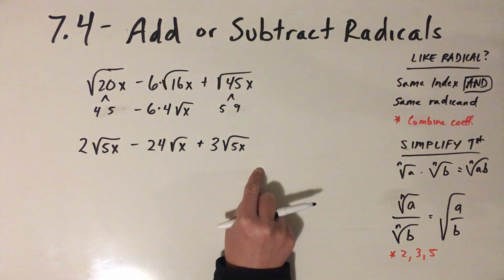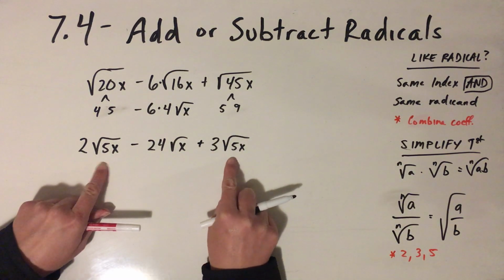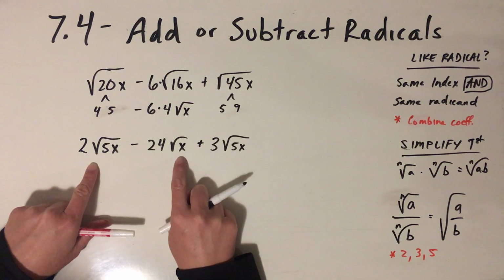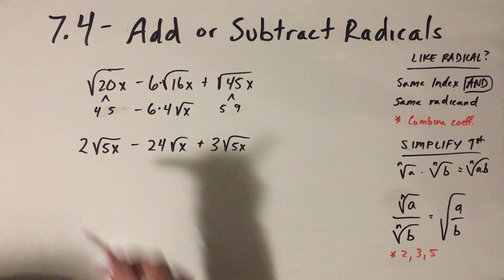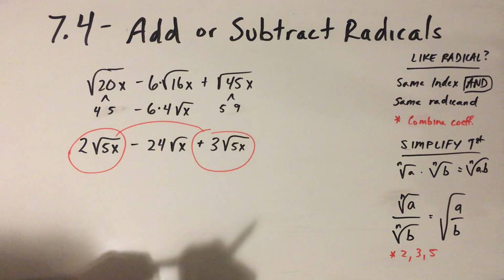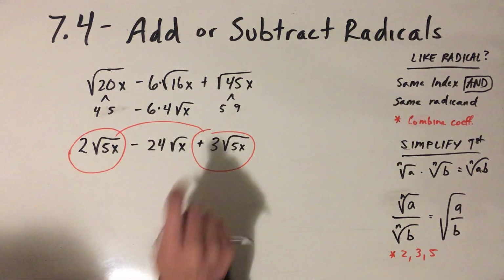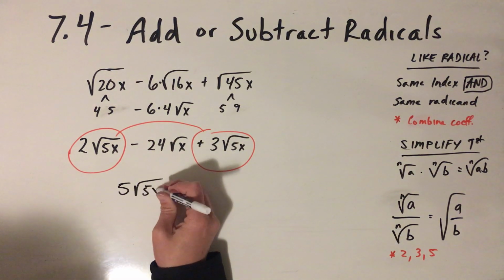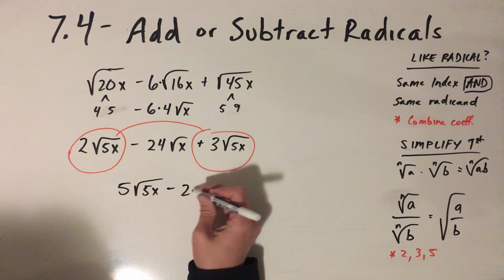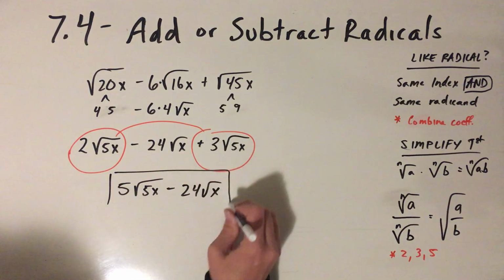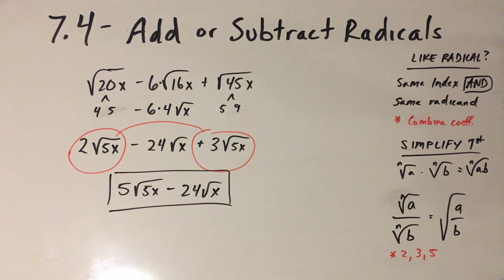So now I'm going to look and say, hey, can I combine these? Well, these two have a 5x and their index is 2, but this one does not have the 5. So this is not a like term. So only these two are like terms, and they can be combined. So 2 plus 3 is 5 square roots of 5x minus the 24 square root of x. So this here would be our answer for this one simplified.